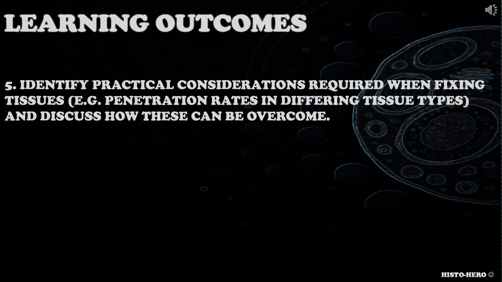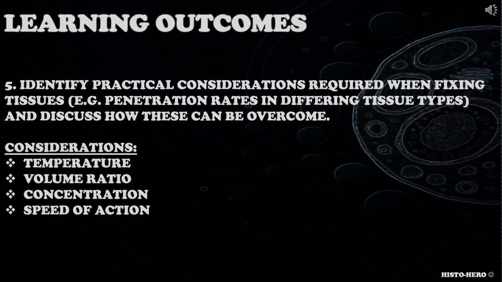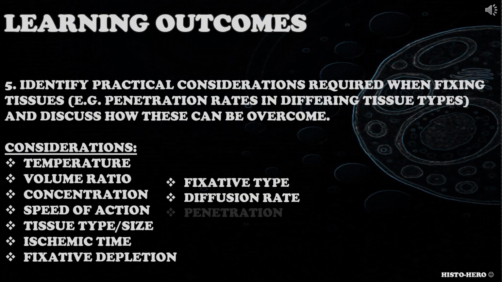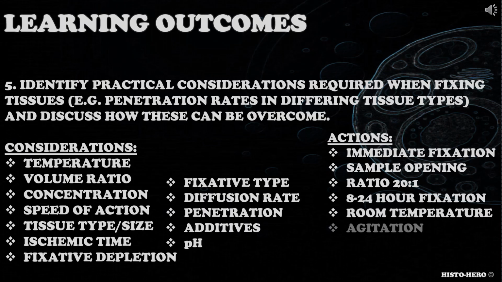Candidate could consider temperature, volume ratio, concentration of fixative, speed of action, tissue size and type, ischemic time, depletion of fixative type used, diffusion and penetration rate, additives present in the fixative or pH. Actions like immediate fixation, sample opening or slicing to improve fixative penetration, ratio of 20:1 fixative to sample, 8 to 24-hour fixation time, room temperature fixation, gentle agitation, use of buffers and fresh reagents, and so on.